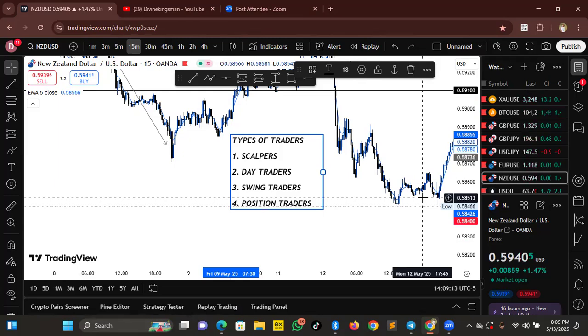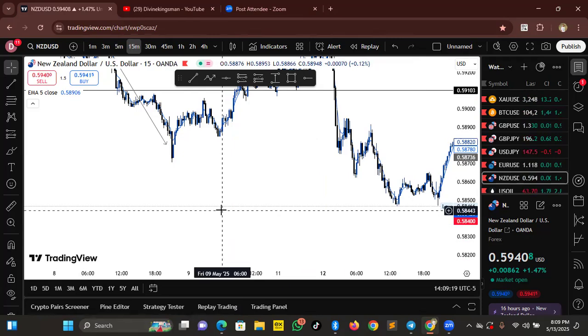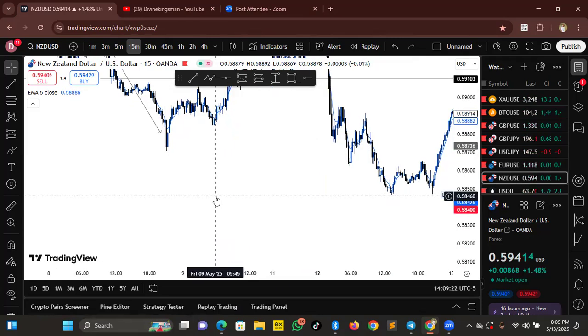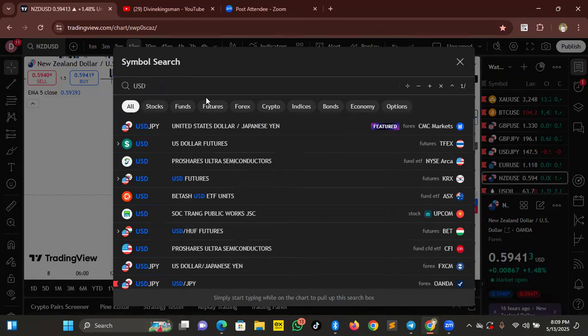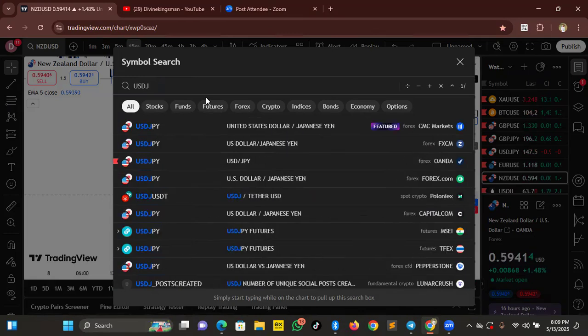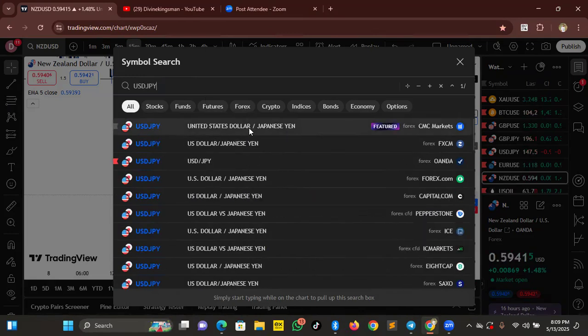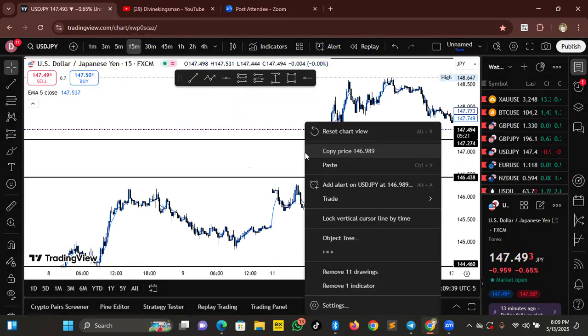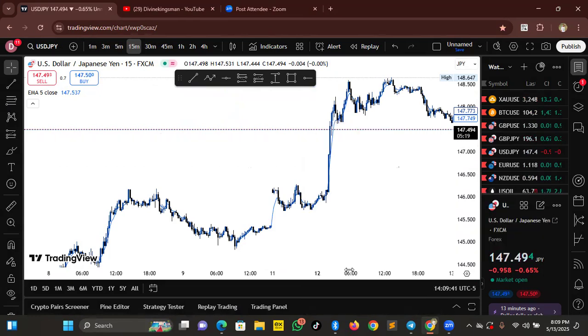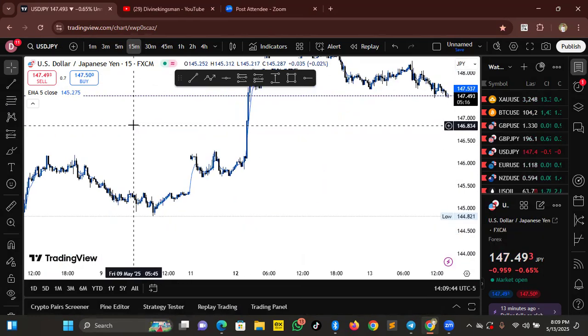So that's just what I want to mention now. Then we will continue with what we have today. What we're talking about today is how to trade using multiple time frames. Now let me switch charts and go to another pair. Let's say we want to trade USDJPY. The first thing you need to do, let me just clear my chart.